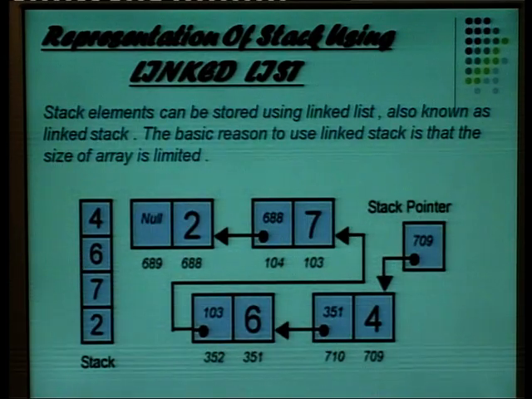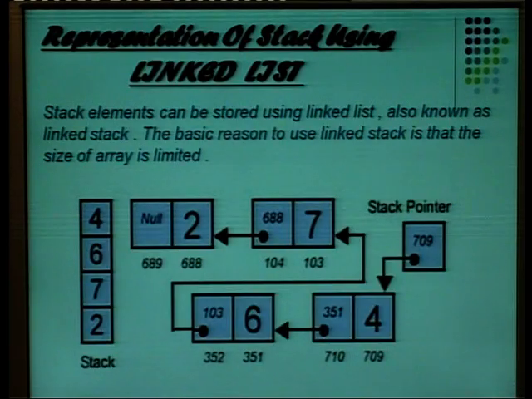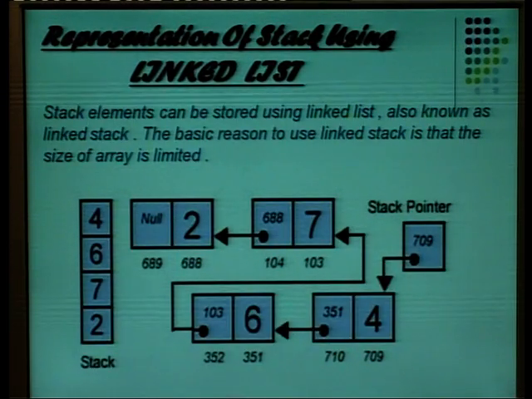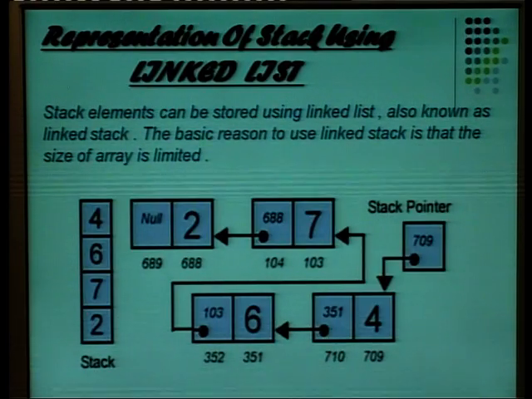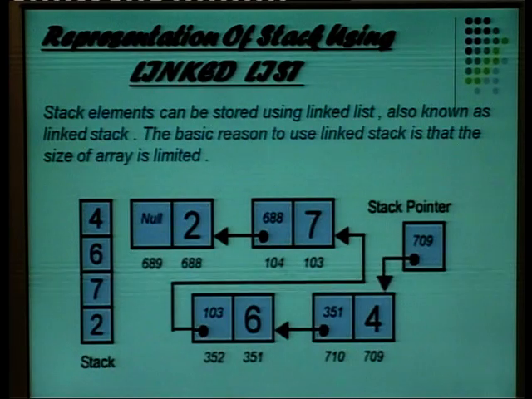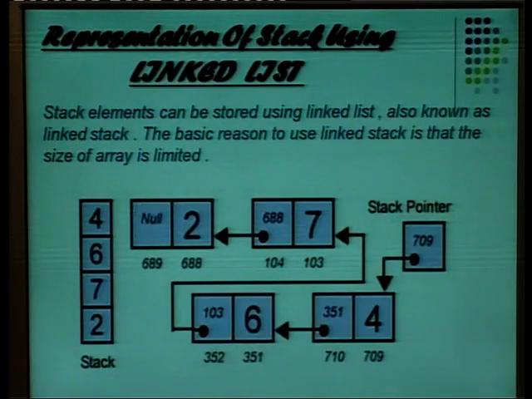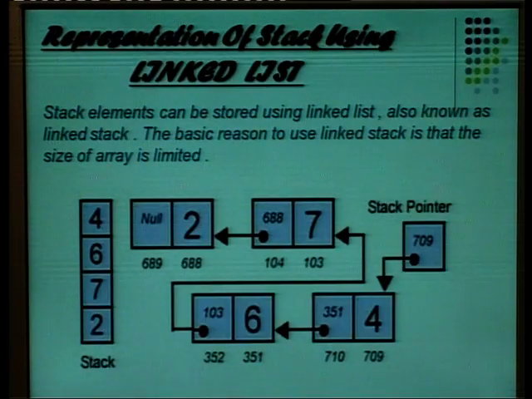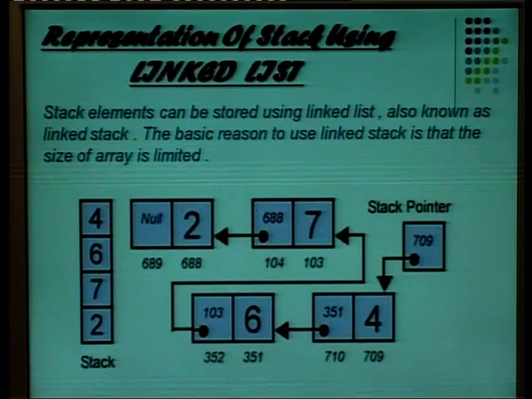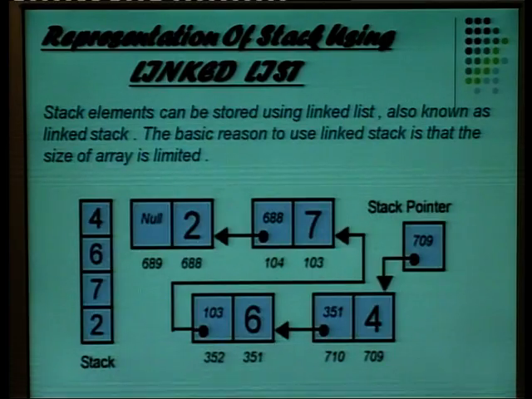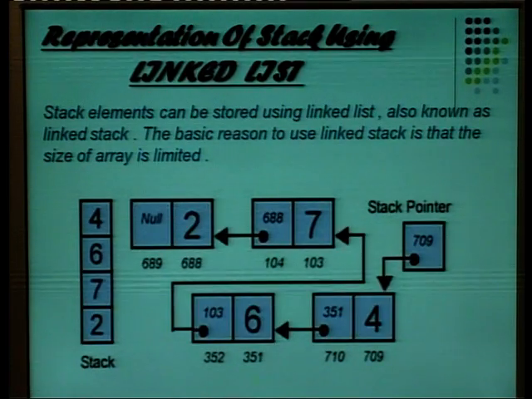And then next is stored at 351. Next element is 6, that is stored at memory location 351. Then next pointer of second node is 103. 7 is stored at 103, and next element 2 is stored at 688, and the next of the last node is null because there is no next node from this node. This is the memory representation of linked list of a stack.